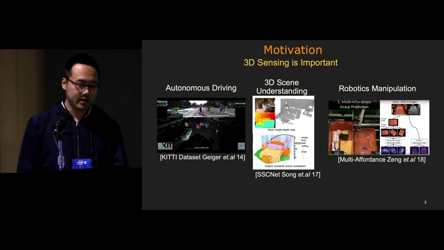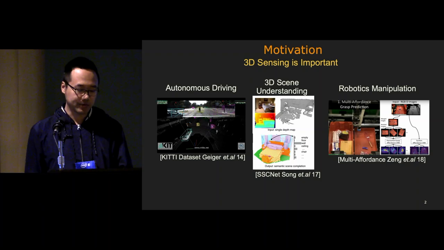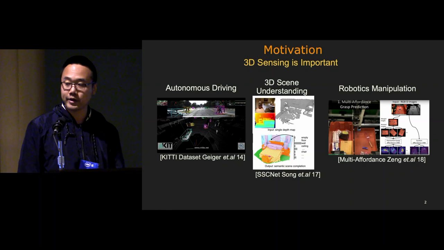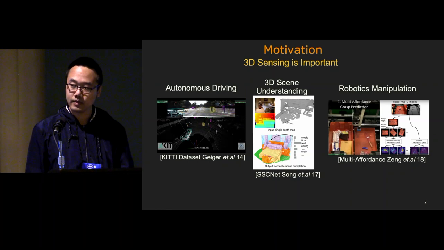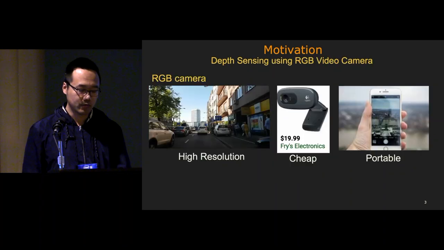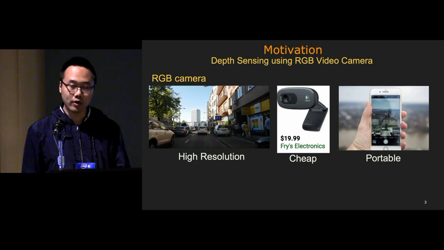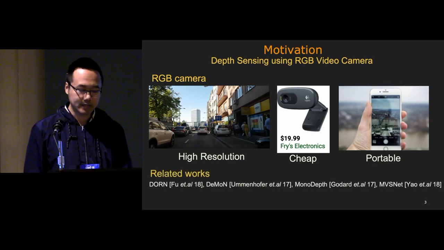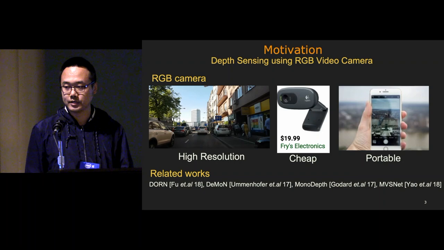For a lot of applications, depth sensing is necessary for the agent to get a better understanding of its surroundings to choose appropriate behavior. In this work, we focus on depth sensing using an RGB video camera due to its high spatial resolution, low price, and portability. There are a lot of works on depth estimation from video camera. And recently, deep learning-based methods have achieved state-of-the-art performance.